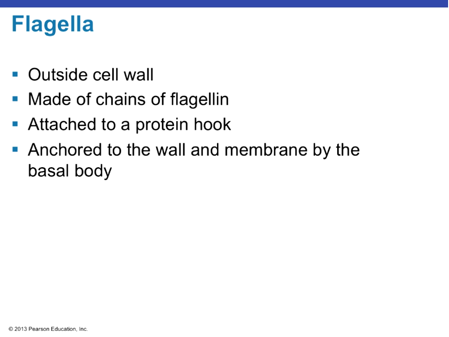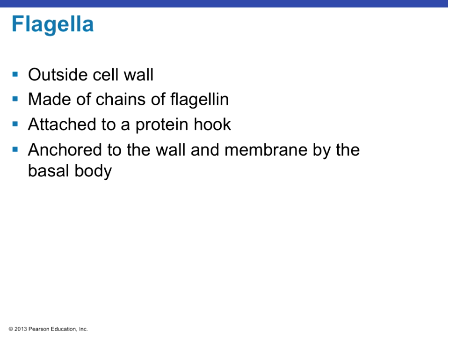Next structure we'll talk about is the flagella. Now keep in mind, remember when we looked at that first page where we had the different structures on a prokaryotic cell, that not all bacteria have a flagella. But if you are fortunate enough as a bacteria to have a flagella, it's going to be attached to the outside wall. It's made out of special chains of a protein called flagellin, and it attaches to a protein hook in a couple of different arrangements, depending on whether the cell is gram-positive or gram-negative.